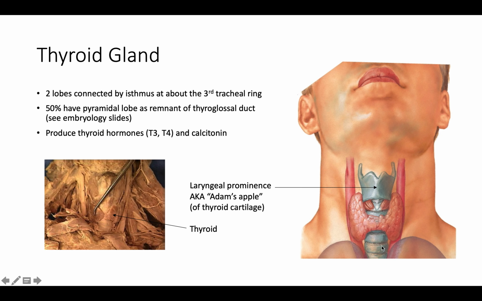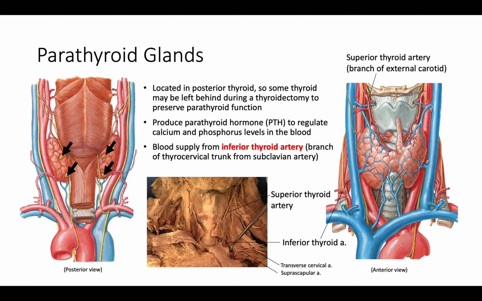So we've got our thyroid gland, and you'll learn more about that when you get to the endocrine part of physio next semester. And then just like you've learned in MFM, it produces thyroid hormones and calcitonin. And then right above it is going to be our thyroid cartilage. And then the prominence, or our Adam's apple, is the laryngeal prominence. Okay, our parathyroid glands are located inside our thyroid, and it's producing PTH to help regulate the calcium and phosphorus.